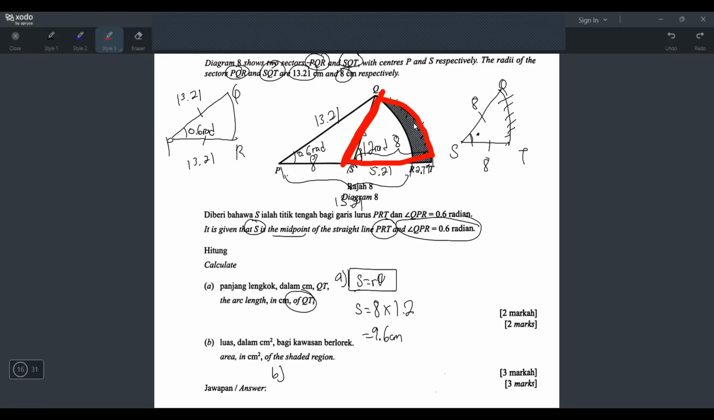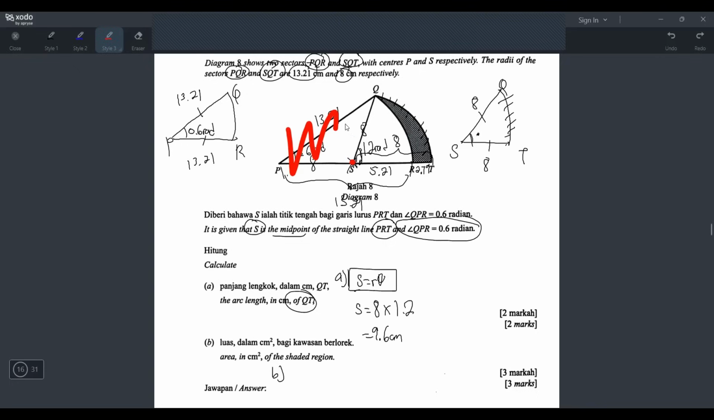Let's see. Okay, we can find the area of sector here first, right? And then what we can do? We can find the area of triangle also, right? It's possible, huh? And then after I find this one, I can take, let's see, okay, I think I know how to do it already.